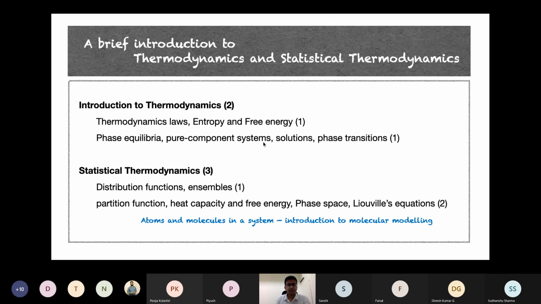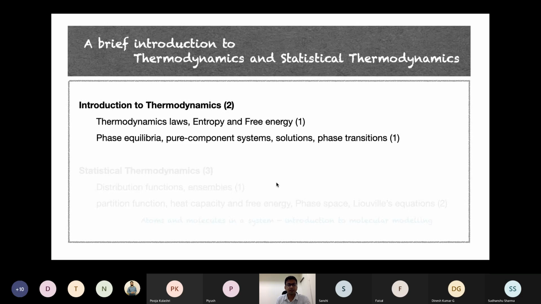Now, introduction to thermodynamics. I have assigned two classes. Today I'll be covering mostly the thermodynamic laws, entropy, free energy. So we'll mostly revise or recap all the things that we have studied in undergrad and postgrad. And then in the next class, I will try to cover a few things related to phase transitions and phase diagrams, because those are relevant for this course and will be useful for whatever you do in your next step. Statistical thermodynamics we will cover at a later stage. So today, the first one, thermodynamics.